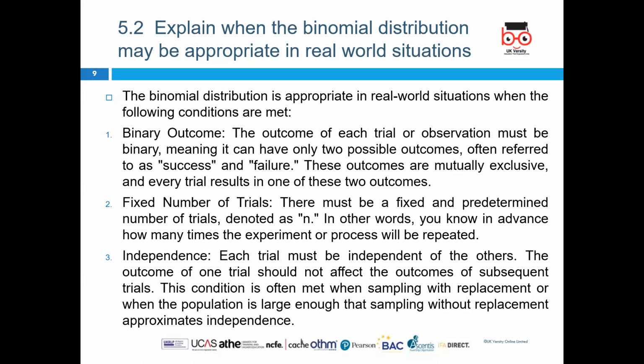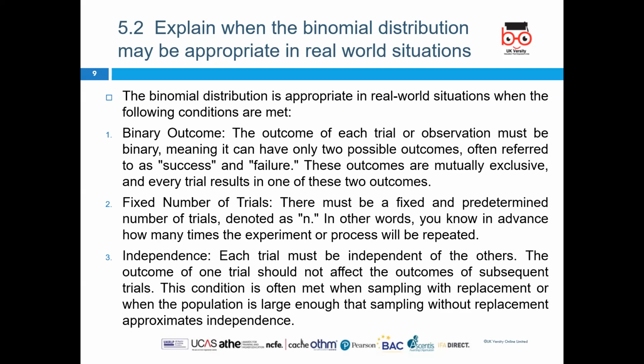Then you have a fixed number of trials. There must be a fixed and predetermined number of trials. For example, if you're tossing a coin, it's not like you're going to toss a coin indefinitely. It could be a fixed number like 10, 20, 25, 50, 60, 100, 500, whatever, but it should be a fixed number. In other words, you should know in advance how many times the experiment or process will be repeated.